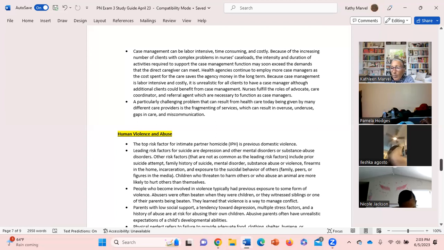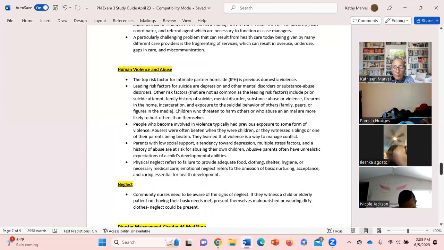We just talked about human violence and abuse. There's a section about that. You will have questions about human violence and abuse. Please be familiar with these 5 bullets. And then neglect. Community nurses need to be aware of the signs of neglect. They witness a child or elderly patient not having their basic needs met. That's neglect.